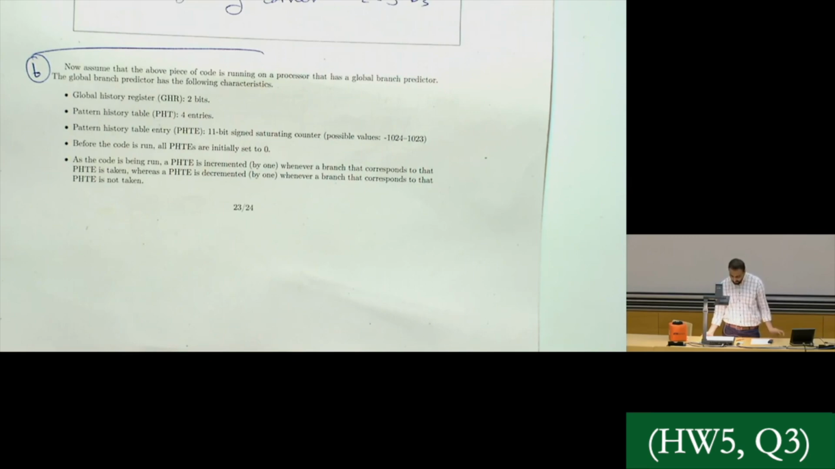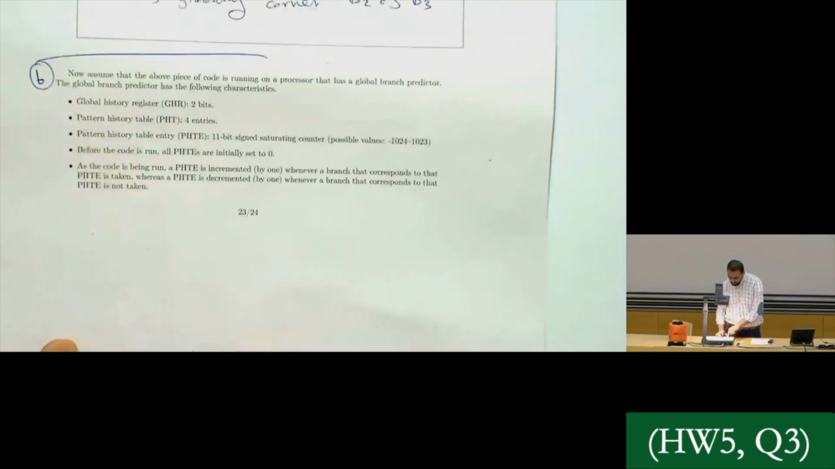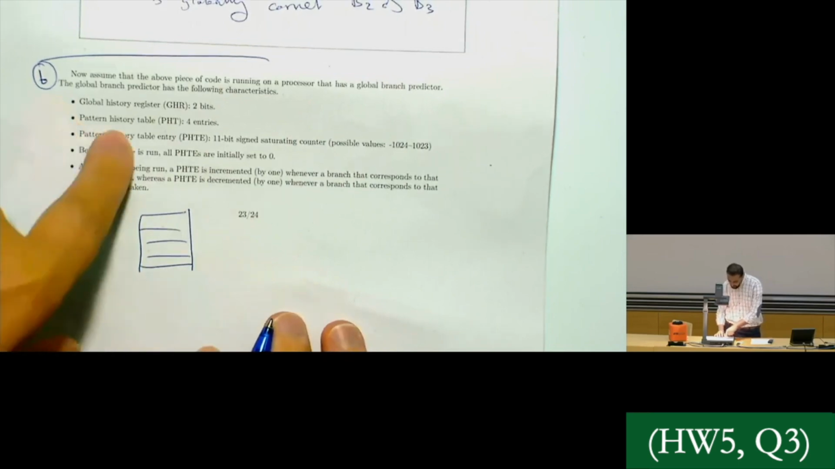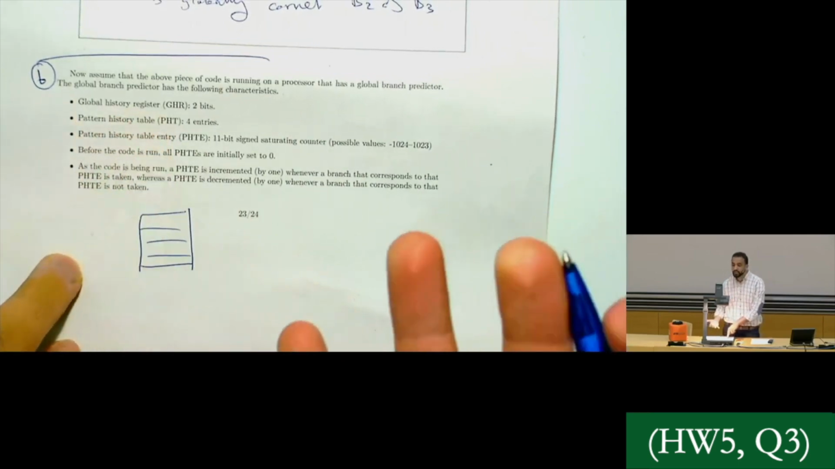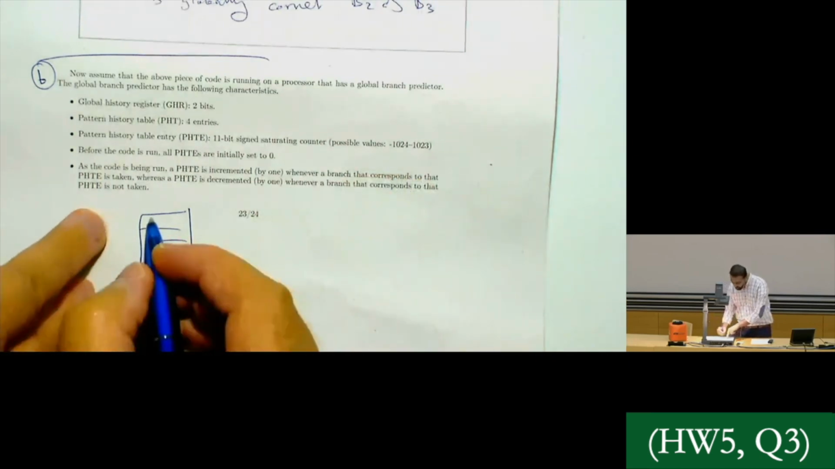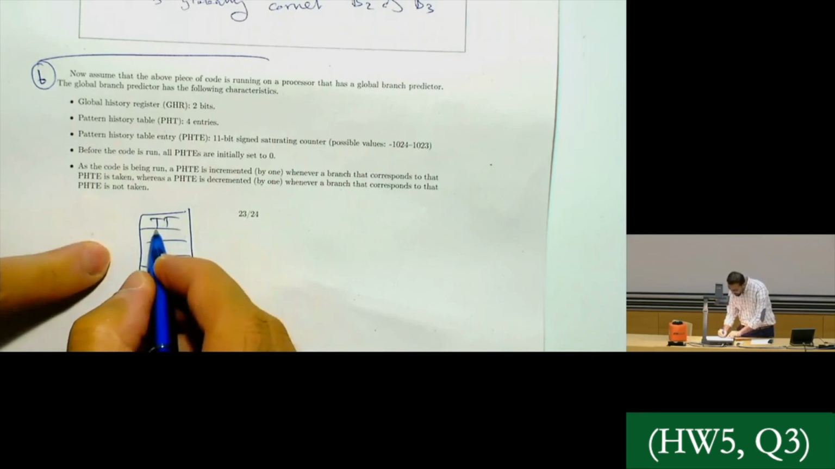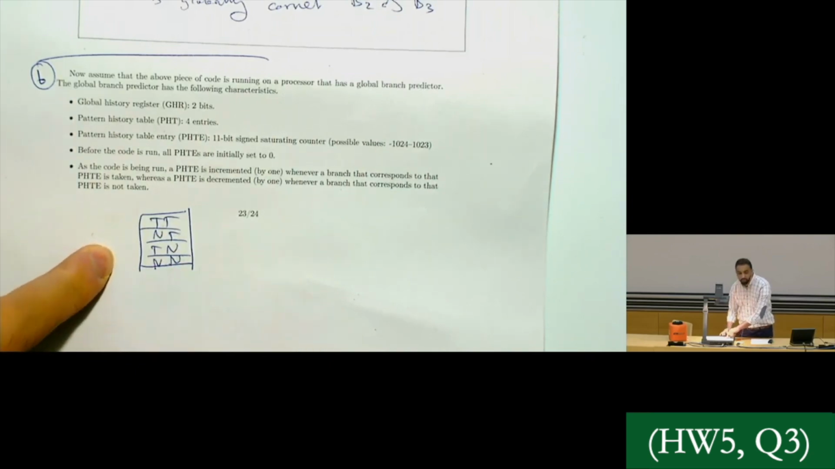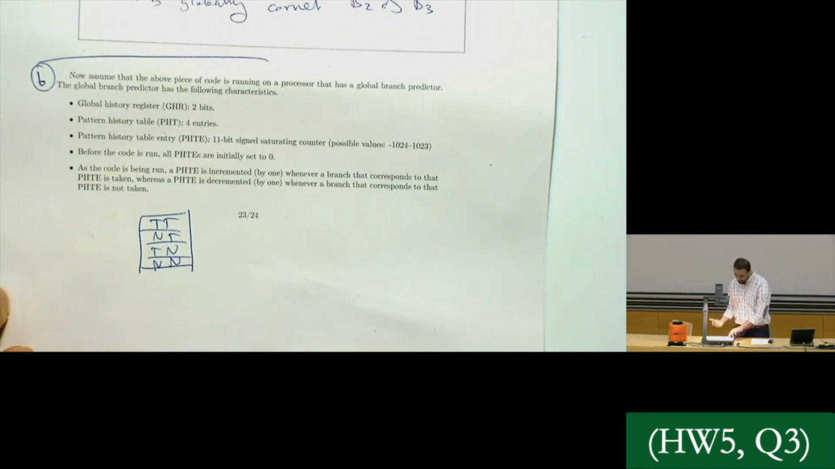So I'm given a global history register that has only 2 bits. You could have 3 or 4, but here I'm only having 2 bits. 2 bits means I have 4 entries. And for the global history register, what I'm storing is whether 2 branches are taken or not. So it could be taken-taken, taken-not taken, not taken-taken, and not taken-not taken, right? So those are the entries. I'm considering 2 branches at the same time.